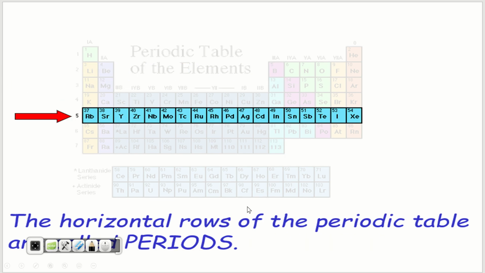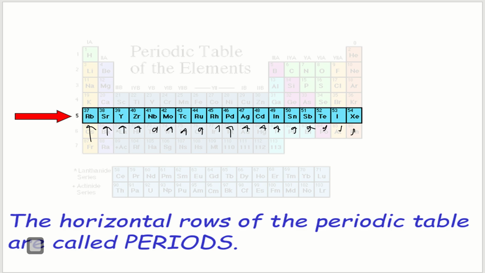A row we call a period. A row is a period along the periodic table. That's kind of why we call it the periodic table. It's set up in these rows, and this is what Moseley was saying, is as I go across a row, I start going through basically the same chemical properties. Now, these all don't have the same chemical properties, but I see how the chemical properties change across the row.